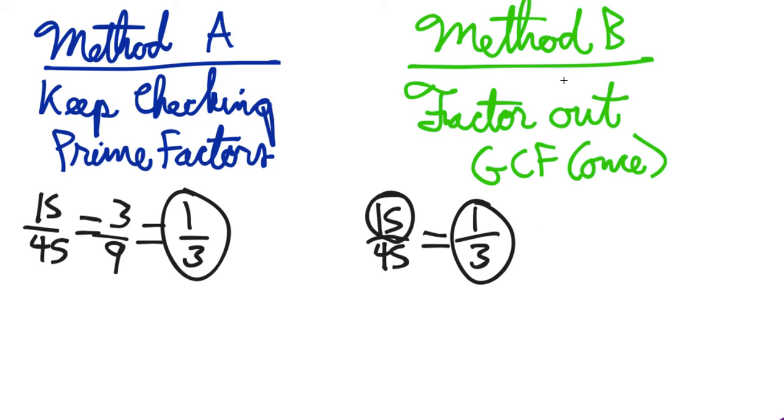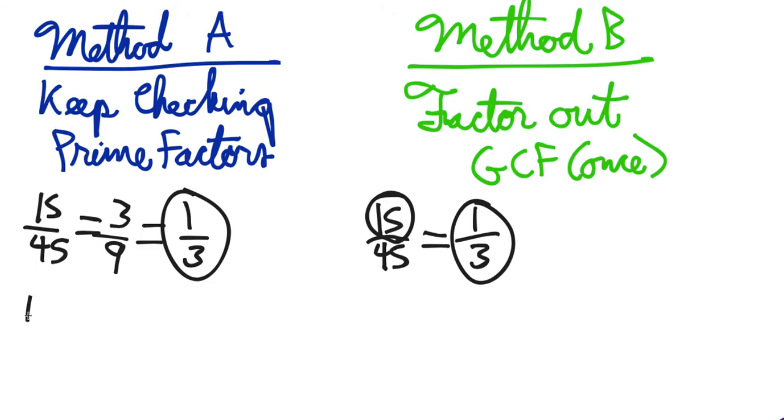Method B is a far preferred method, but there's nothing wrong with A. It's just that A is a little more primitive, and you have to keep checking prime factors. So as long as you have stick-to-itiveness, method A is cool. I'm not going to disparage it in any way. Let me do at least one more example of each.